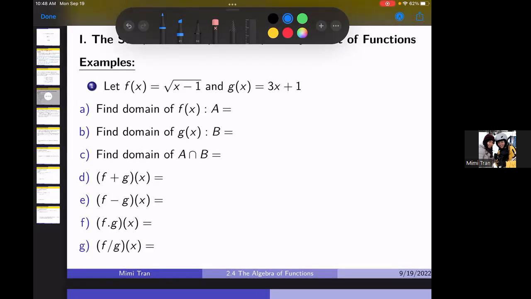Domain, not the function. Domain means what? Means some values that when you plug in, it makes sense. It doesn't make the function go undefined. So what's the domain of G? It could be one. Can I take two? Yeah.